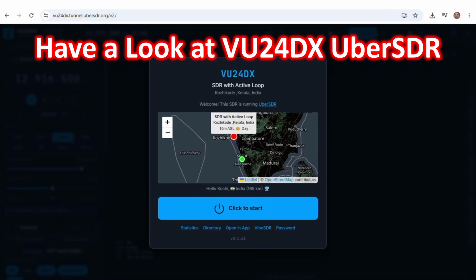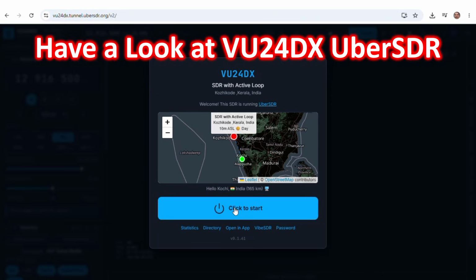Today morning, you would have heard VU2KOC mentioning the UberSDR by VU24DX, or rather VU24DX in my region. And this is the web interface of VU24DX.